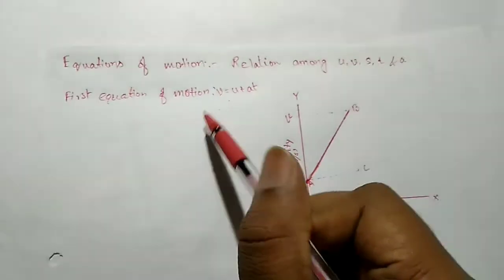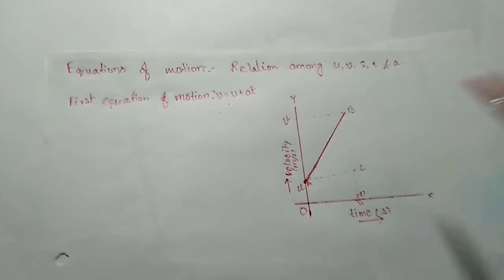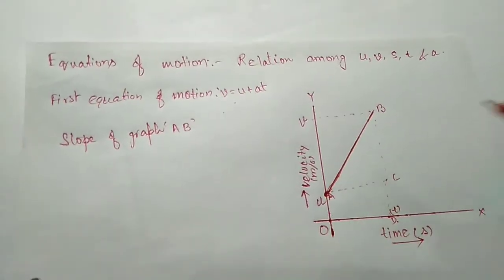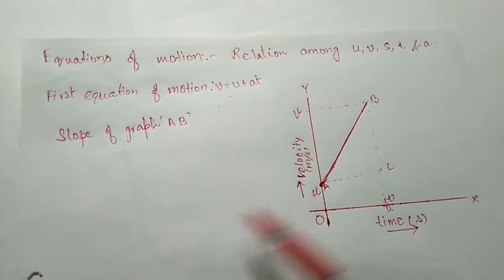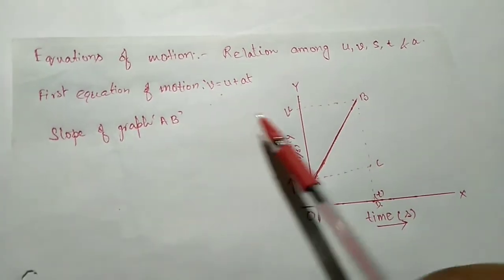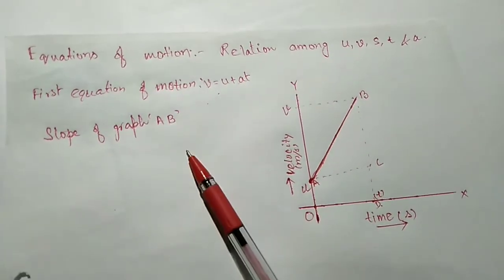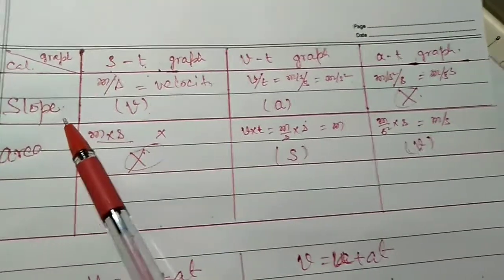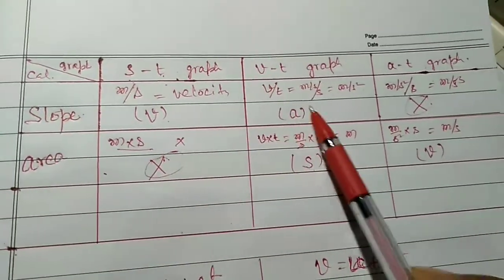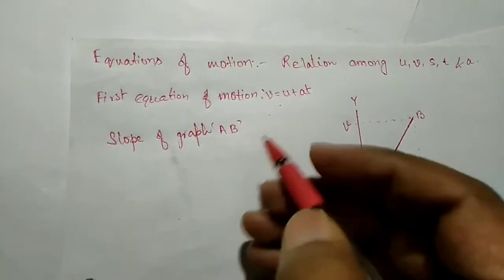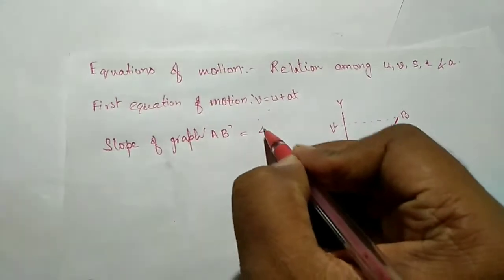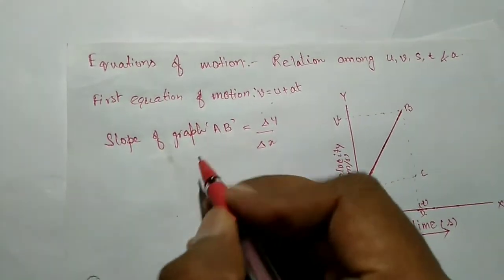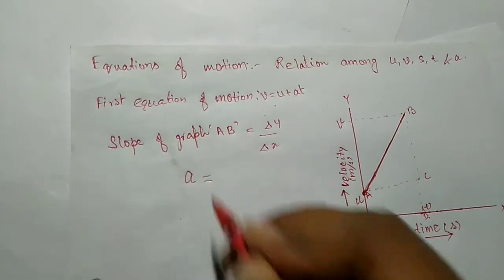For that, let's calculate the slope of this graph. So the slope of this graph AB is what? Change on y-axis upon change on x-axis. And the slope of the VT graph, if you remember, will give you what? See here, the slope of the VT graph will give you acceleration. So here the slope of the graph will be what? Change on y upon change on x. So the slope of the graph is what? The acceleration. So I am writing here directly acceleration.